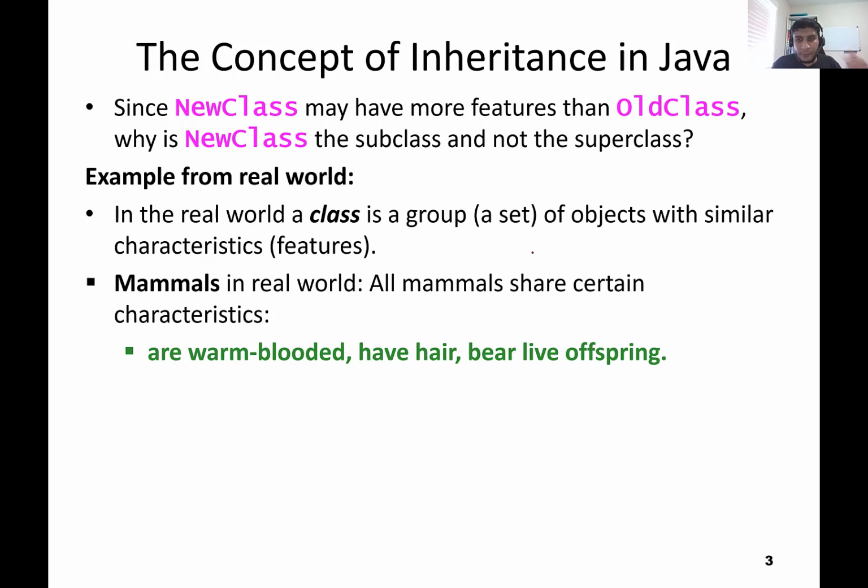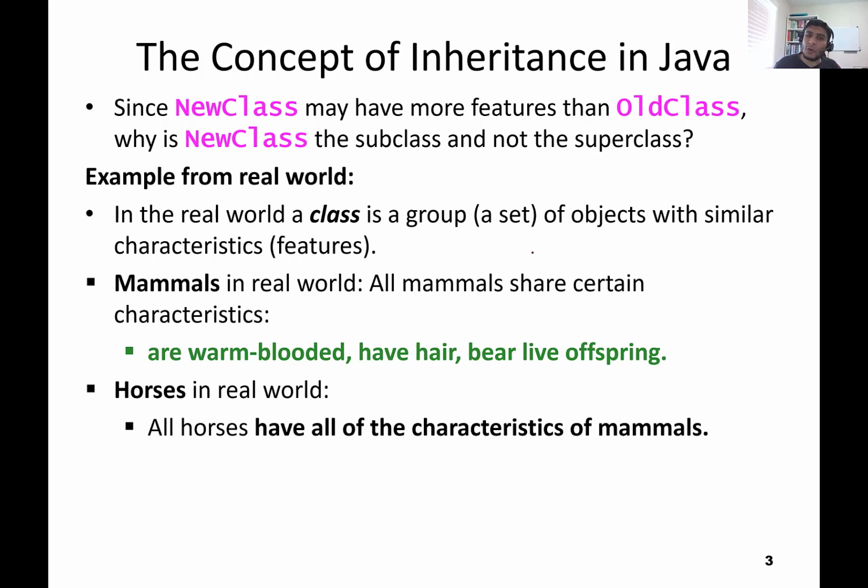But then those mammals are the big category. You can categorize or classify them also into subgroups, something like horses, for example. All horses are mammals, so all the horses have the characteristics of the mammals, right?